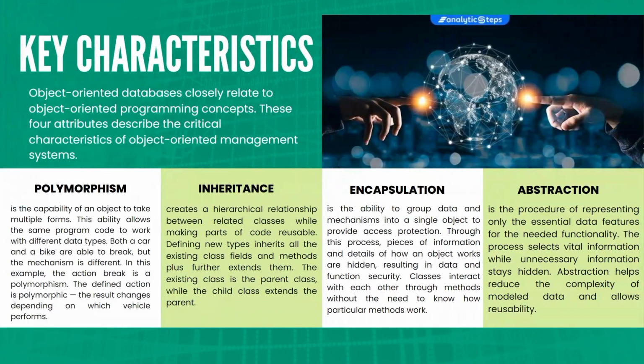So for the key characteristics of object-oriented DBMS, we have polymorphism, inheritance, encapsulation, and abstraction. So you can see this as similar to object-oriented programming because object-oriented database management system is closely related to object-oriented programming concepts. These four attributes describe the critical characteristics of object-oriented management systems.